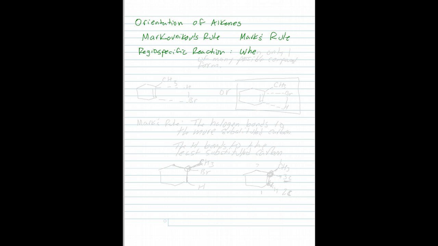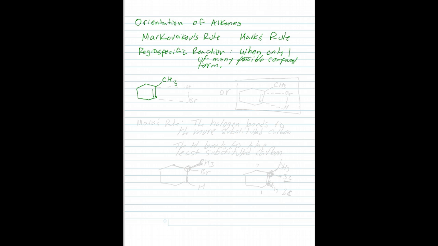Basically, a regiospecific reaction is when only one of many possible compounds can form. So if you're doing a reaction, in this case, there's two possible products that can form. So when only one of them forms, that means it's very regiospecific.